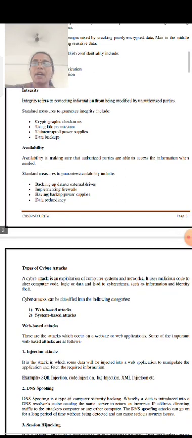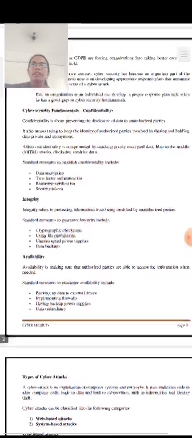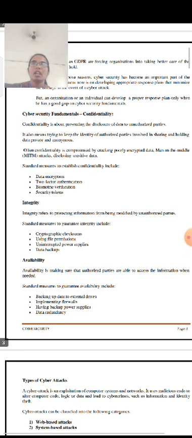And the next one is availability. Availability is making sure that authorized parties are able to access the information when it is needed. The standard measures for availability are backing up data to external drives, implementing firewalls, having backup power supplies, and data redundancy. So these are the fundamentals of cyber security: first confidentiality, integrity, and then availability.